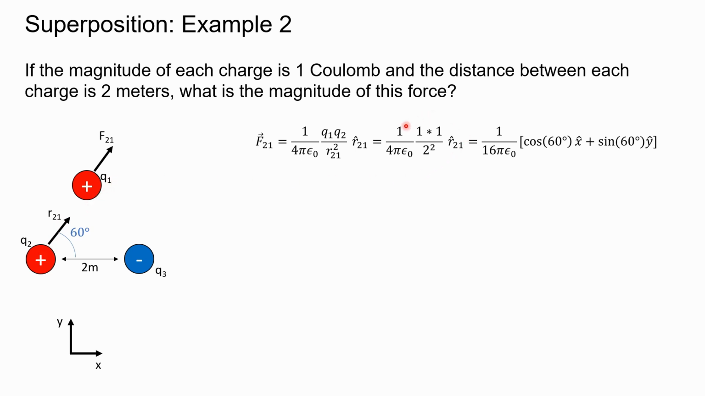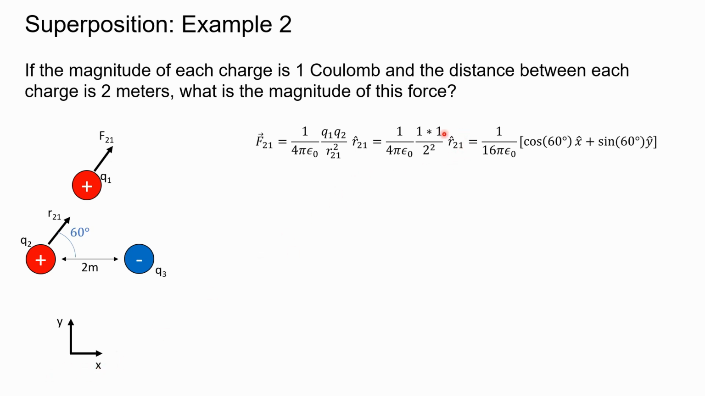And then we know the value of both Q1 and Q2 is 1 coulomb, and the distance between the two charges is 2 meters. So we have 2 squared on the bottom. And this gives a force magnitude of 1 over 16 pi epsilon naught. We can then, instead of writing r hat 21, our unit vector, use our coordinate system.